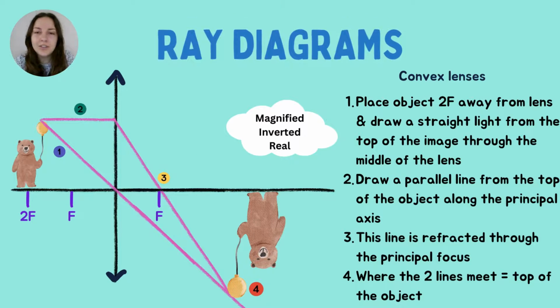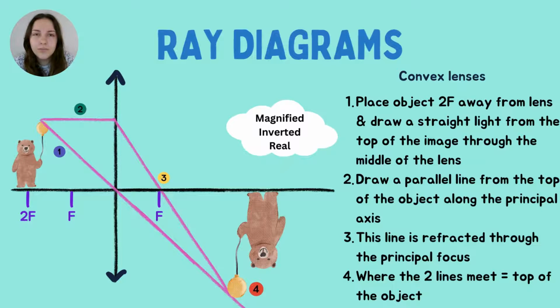So let's see how they could ask you to use convex and concave lenses in the case of ray diagrams. This is showing the rays of light and how they produce an image based on an object that is being viewed through a lens. So we have a convex lens here. We'll get onto concave in a moment. So what do we need to do?